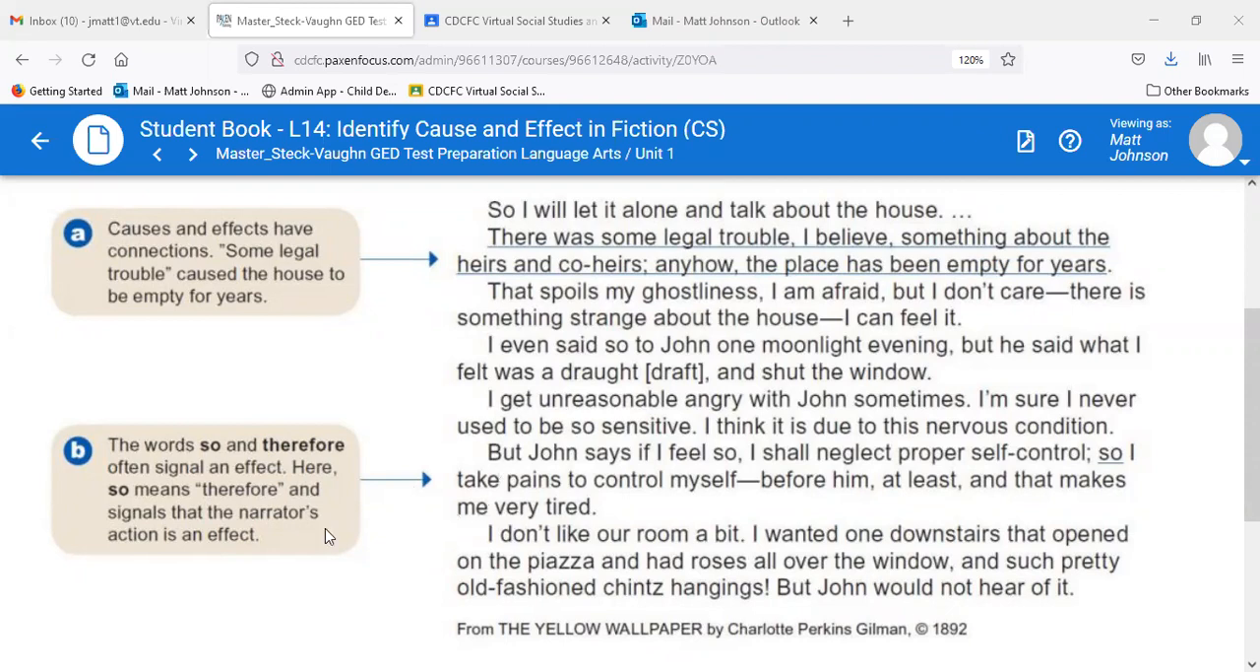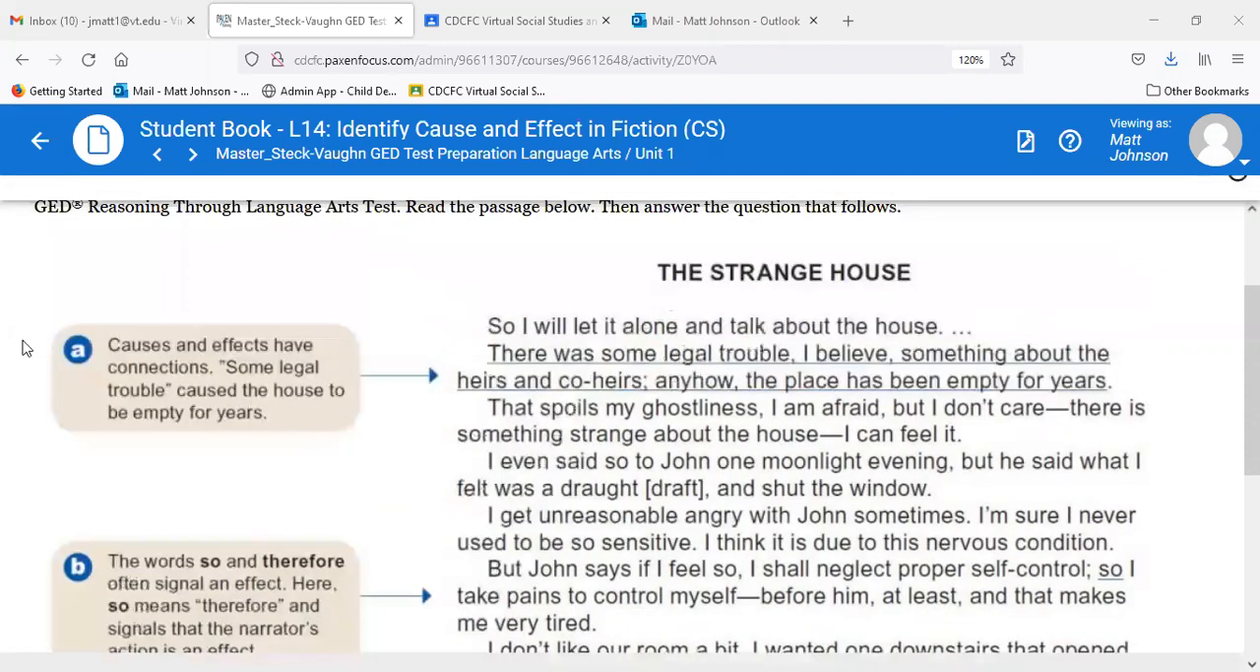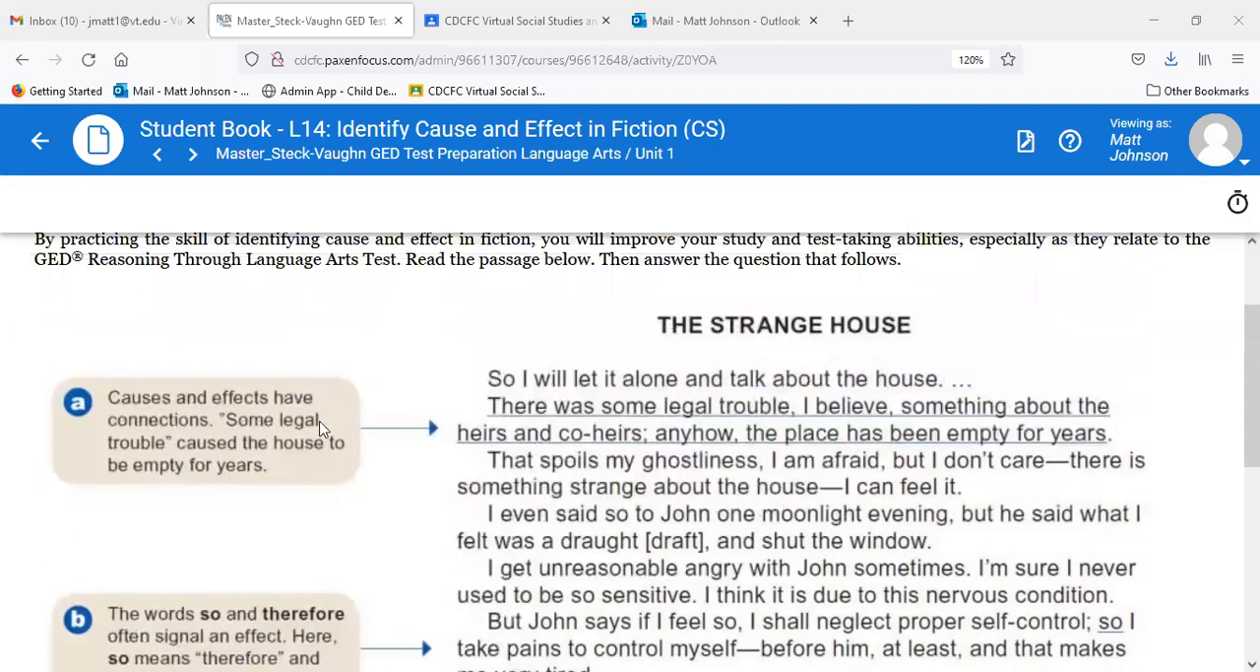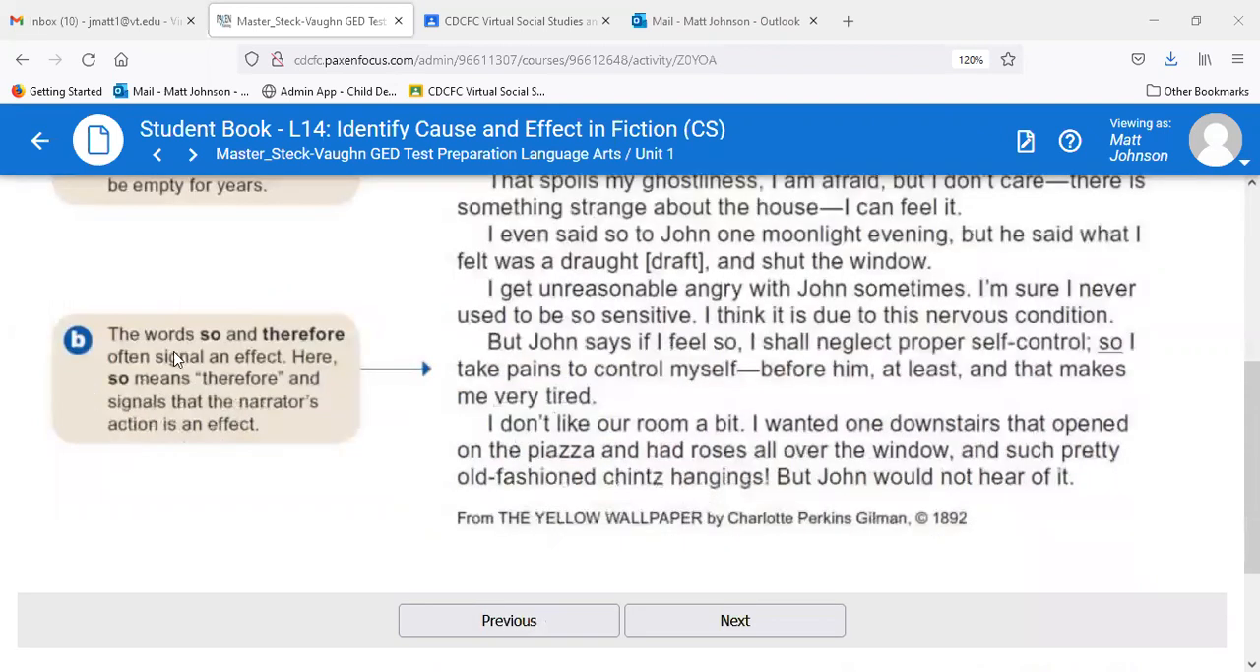That's The Yellow Wallpaper from Charlotte Perkins Gilman, 1892. And above it says that causes and effects have connections, right? So some legal trouble caused the house to be empty for years. There's our cause and effect. Down here, the words so and therefore often signal an effect. Here, so means therefore. It signals that the narrator's action is an effect.